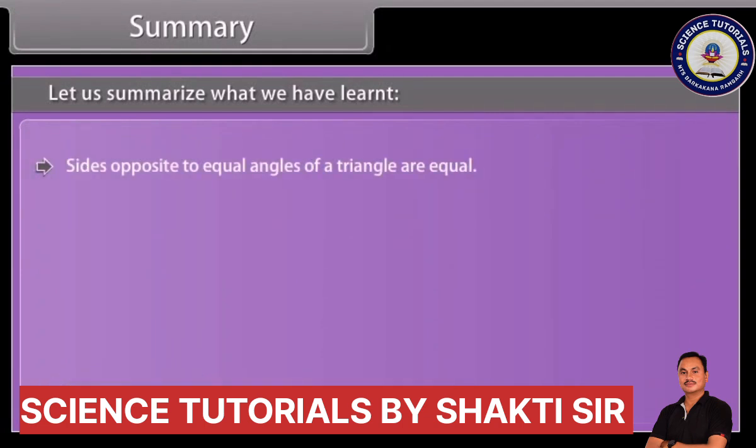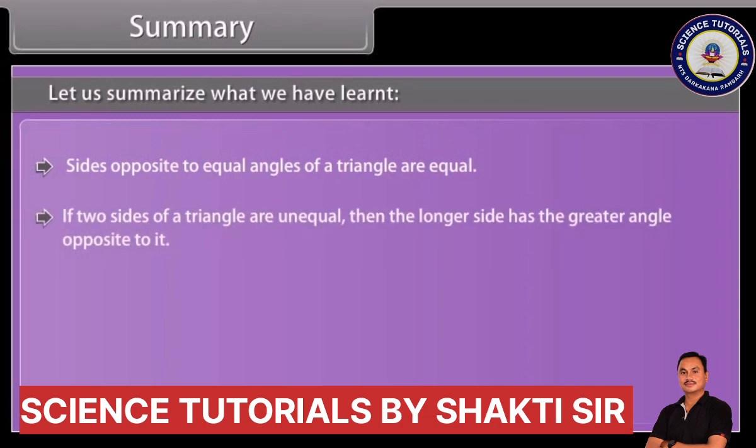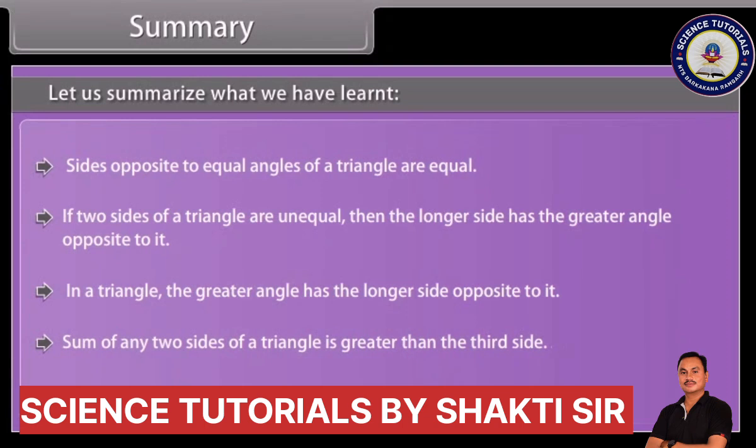Sides opposite to equal angles of a triangle are equal. If two sides of a triangle are unequal, then the longer side has the greater angle opposite to it. In a triangle, the greater angle has the longer side opposite to it. The sum of any two sides of a triangle is greater than the third side.